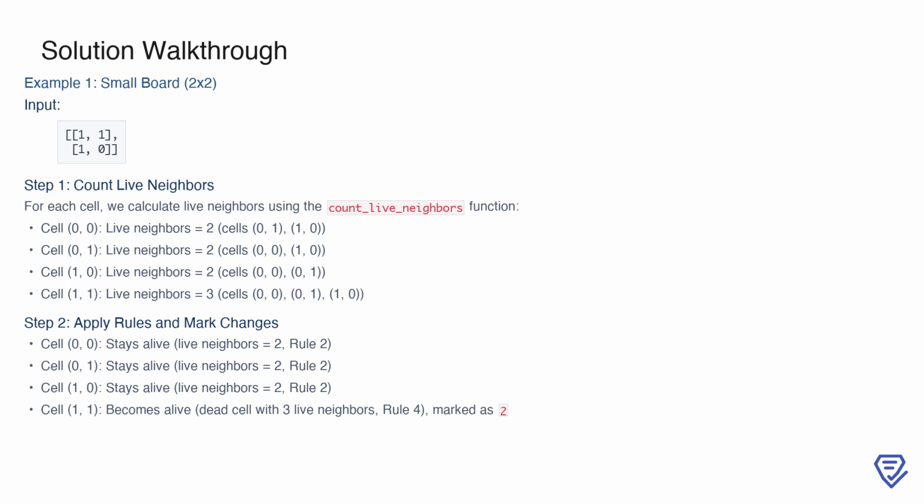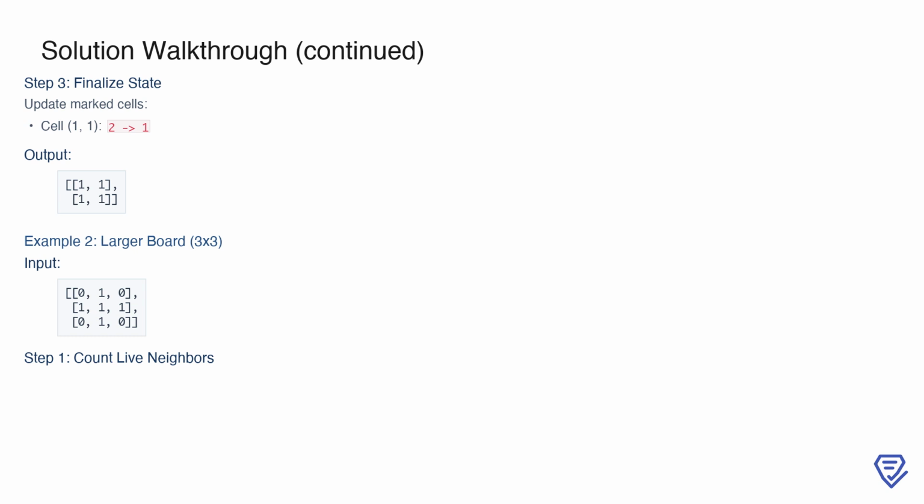After counting, we apply the game of life rules to determine the cell states. Since all the cells except 1,1 have exactly 2 live neighbors, they stay in their current state. Cell 1,1, which was dead, becomes alive because it has exactly 3 live neighbors. To differentiate this change, we mark it as 2 temporarily. Now we move to the finalization step for the 2x2 board. Here, we update the marked cells. Cell 1,1, which was marked as 2 to indicate it will become alive, is finalized by converting its state to 1. The resulting output is a board where all cells are alive.